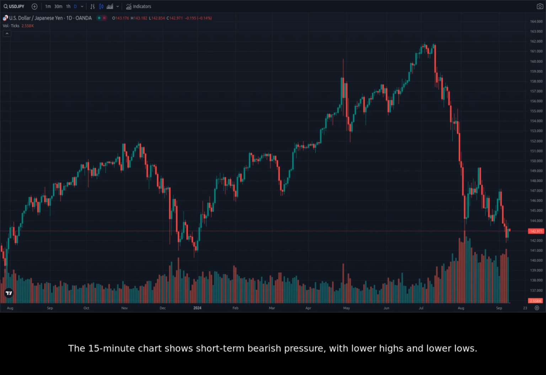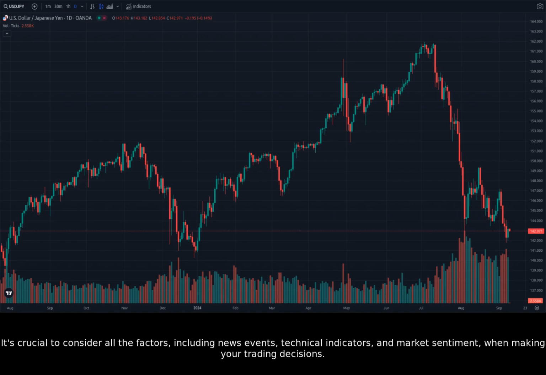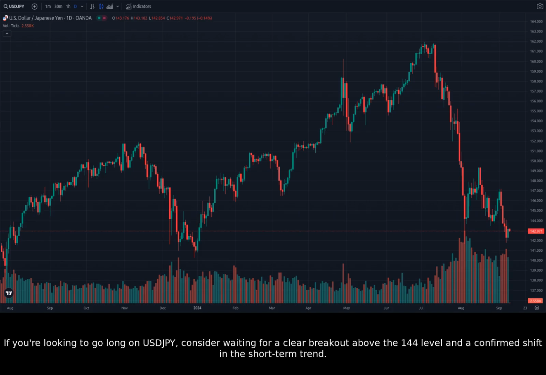The 15-minute chart shows short-term bearish pressure with lower highs and lower lows. However, it's important to remember that this is a volatile market and the situation can change quickly. It's crucial to consider all the factors, including news events, technical indicators, and market sentiment, when making your trading decisions. If you're looking to go long on USDJPY, consider waiting for a clear breakout above the 144 level and a confirmed shift in the short-term trend.